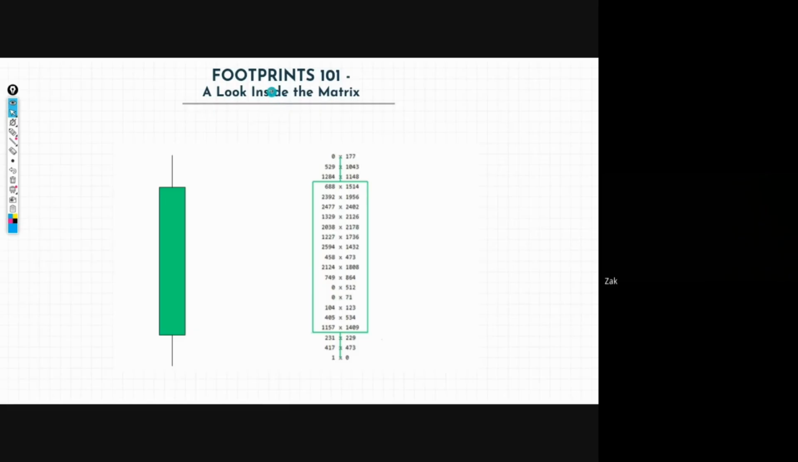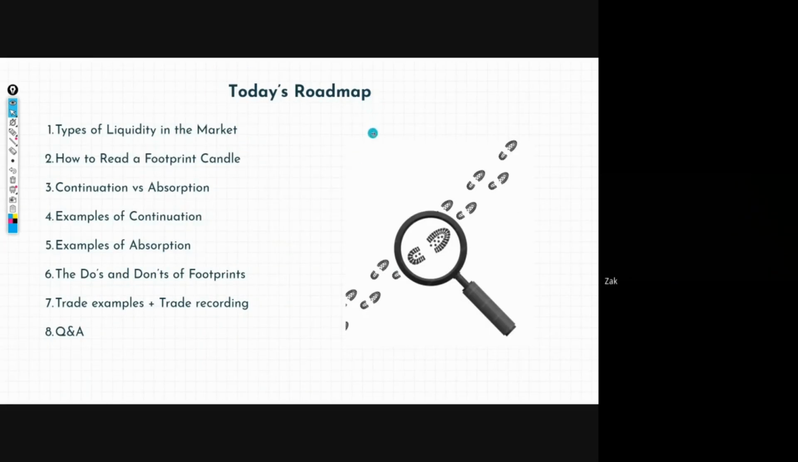So I gave it a fun little title, Footprints 101, a look inside the matrix, because that's really what it is. We're looking inside of the internal data of markets and seeing what's going on behind the scenes. All right, so we have a roadmap of what I'm going to talk about. I'll put these slides in the Discord so you guys can go through them later.